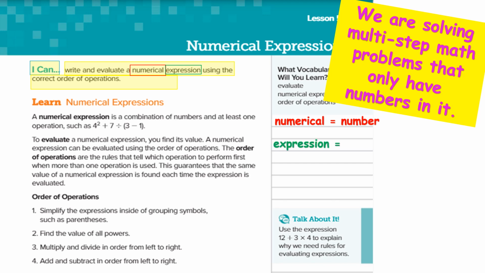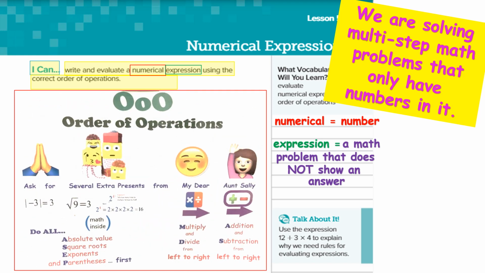Expressions, once again, as we said in the last lesson, are math problems that do not have an answer. So if there isn't an answer, then I'm given the math problem. As you can see where it says learn numerical expressions, it shows a multi-step math problem. There isn't an answer. There aren't letters. So I have to be able to do them step by step. How do I know what the steps are? We follow our order of operations.